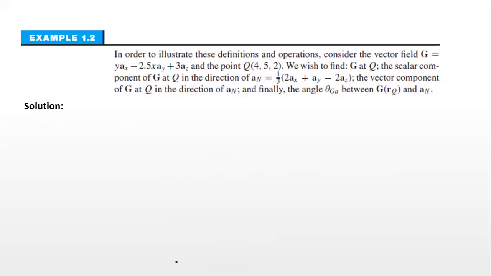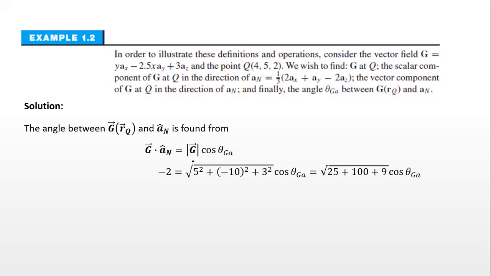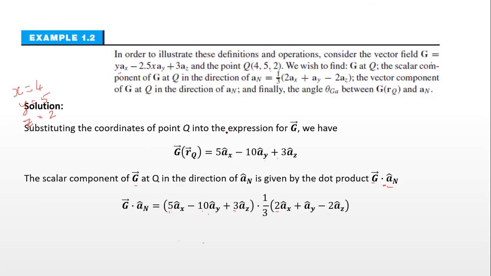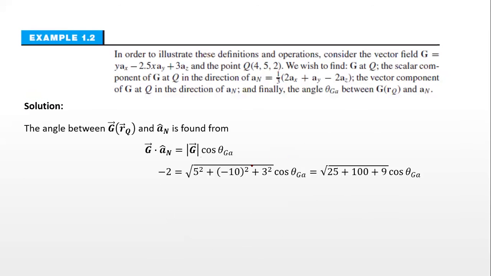So you can write minus 2 is equal to, what is the magnitude of G? It is the square root of the G vector. You have found it as 5ax minus 10ay plus 3az. So x is 5, y is minus 10, z component is 3. So you can write it as 5 square plus minus 10 square plus 3 square. If you simplify, 25 plus 100 plus 9 is 134. So square root of 134 into cos theta. If you rearrange this, you get cos theta is equal to minus 2 divided by square root of 134.